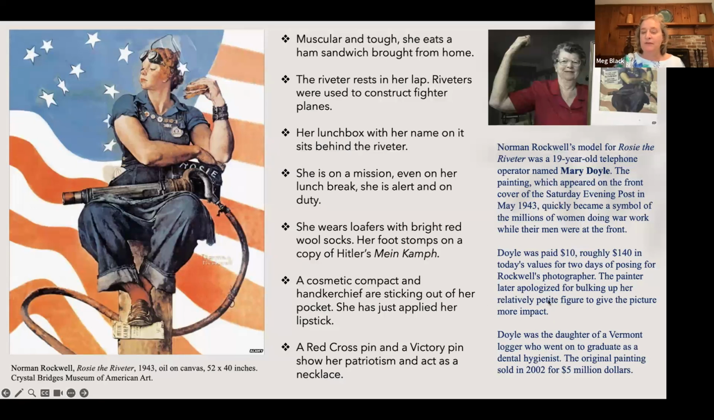And she was the daughter of a Vermont logger who went on to graduate as a dental hygienist. The original painting sold in 2002 for $5 million. So that's pretty good. She was only paid $10 for 2 days worth of work, which was roughly $140 by today's standards. But yeah, Norman Rockwell actually sends her a note saying, "I'm really sorry I did that to you."